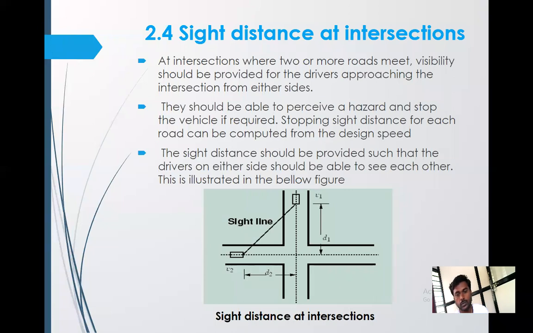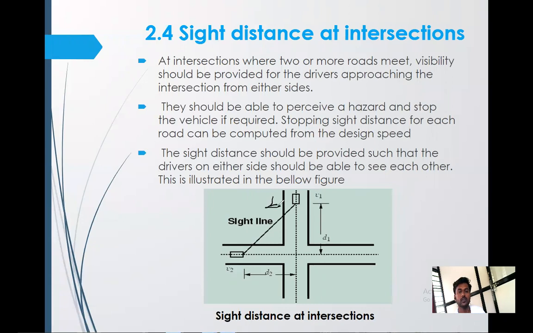What does this mean? Suppose here, see in this figure, this is vehicle number 1 and another vehicle number 2 is coming from this direction.